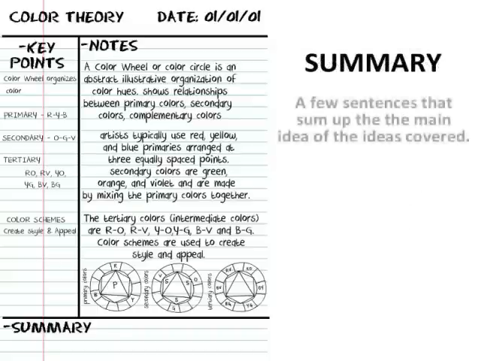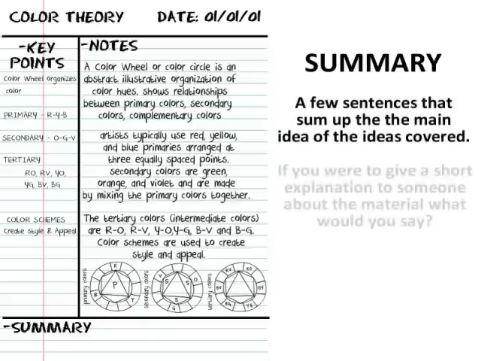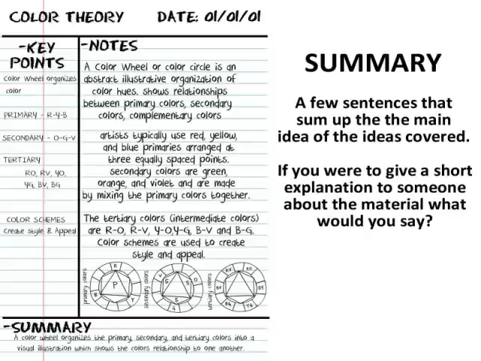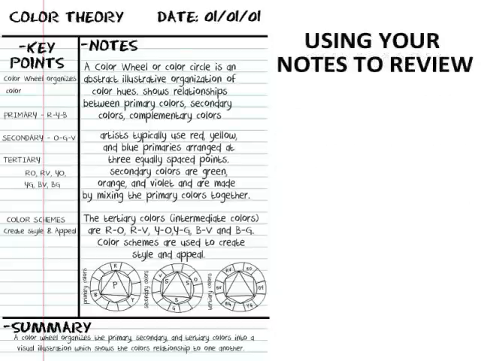This is in the lower part of your paper. The summary is a few sentences that sum up the main idea of the ideas covered. If you were to give a short explanation to someone about the material, what would you say? In this section, the student summarizes the overall idea of what the color wheel is. Now that you've completed your notes, how will you use them to review?